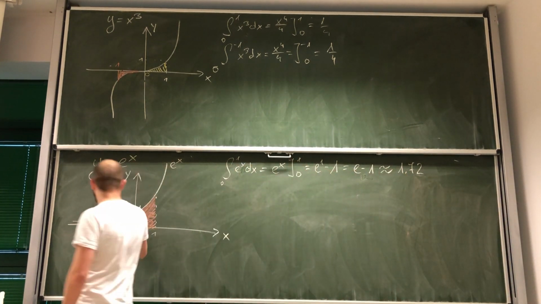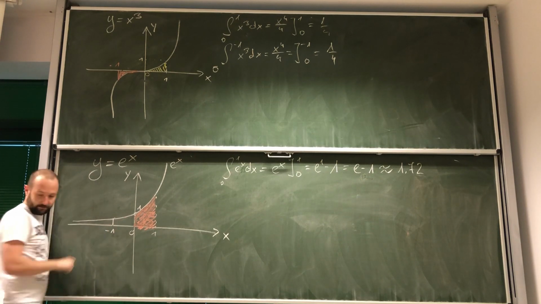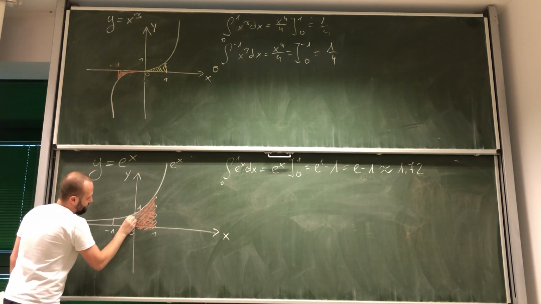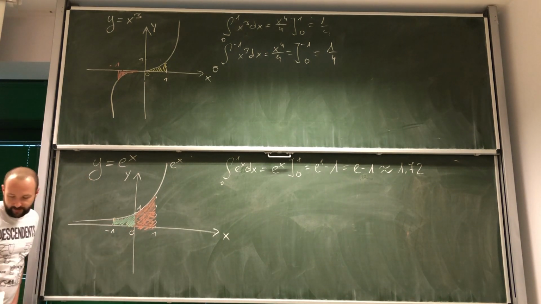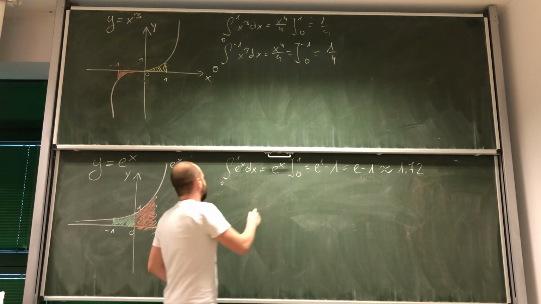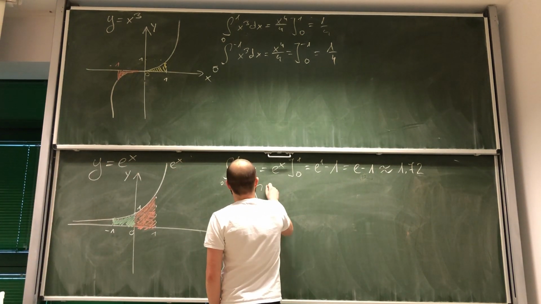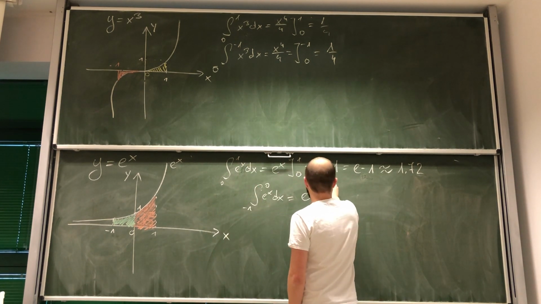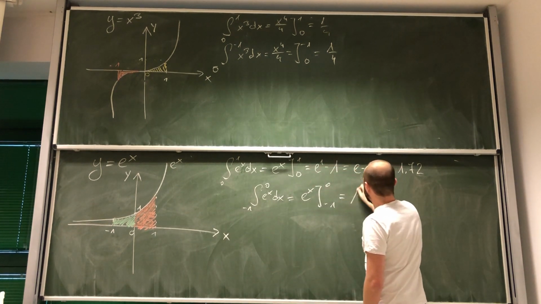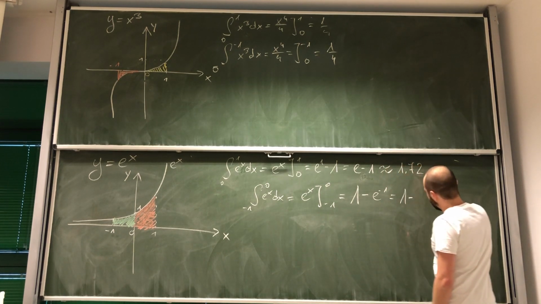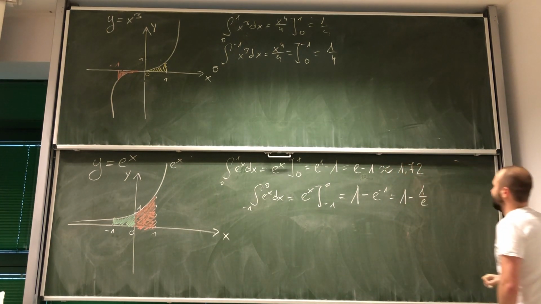Okay, and now how about here? How much do we have here? Again, I don't need to even change the limits of integration, right? Because we are above the x-axis. So again, this is the integral from -1 to 0 of e to the power of x dx, which is simply e to the power of x, from 0 to -1. I get that this is 1 minus e to the power of -1. So this is 1 minus 1 over e.